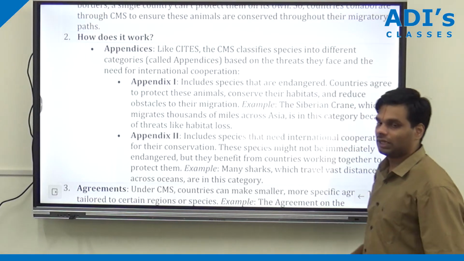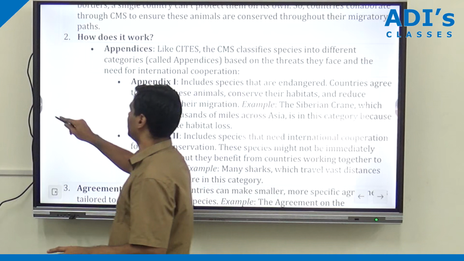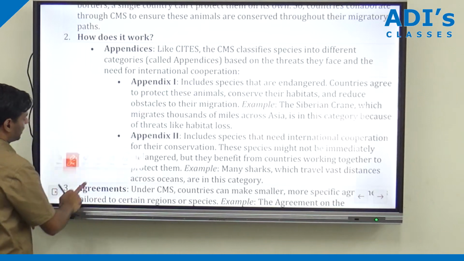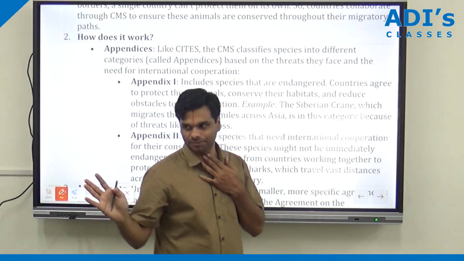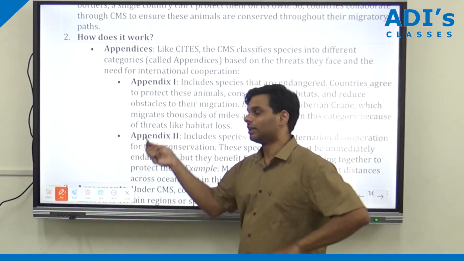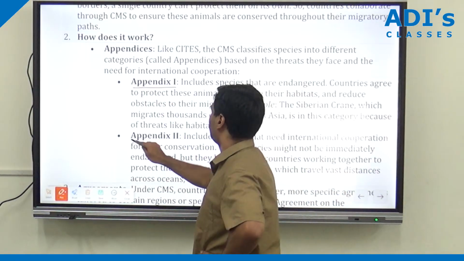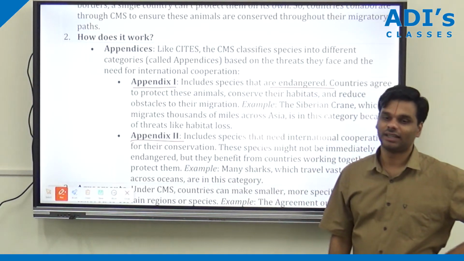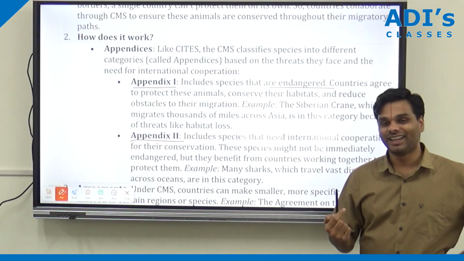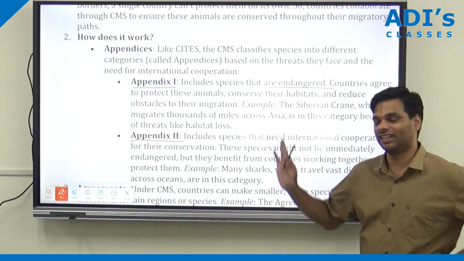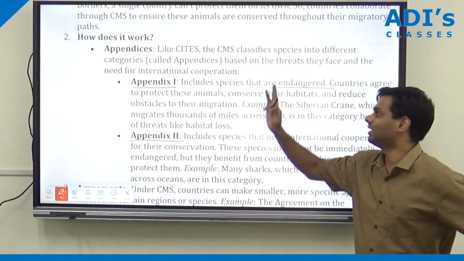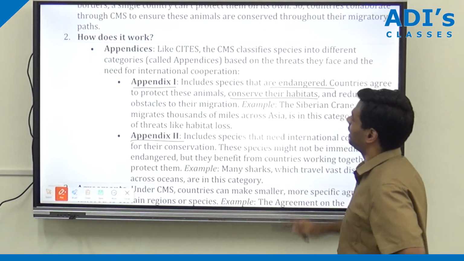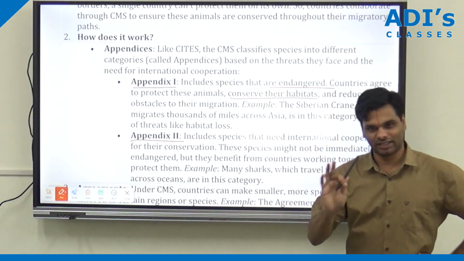How does it work? Now again, I was telling you, pay attention when I was teaching you about sites and its appendix, correct? I told you that the structure is similar to sites. So in the case of CMS, you have two appendices, Appendix 1 and Appendix 2. Appendix 1 includes species that are endangered. In both, in sites also, in CMS also. That's why I said pay attention. In both, Appendix 1 is species that are endangered. So we have to conserve their habitats and reduce their obstacles to migration. That is what we say.